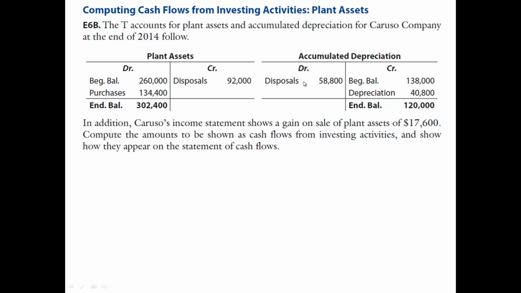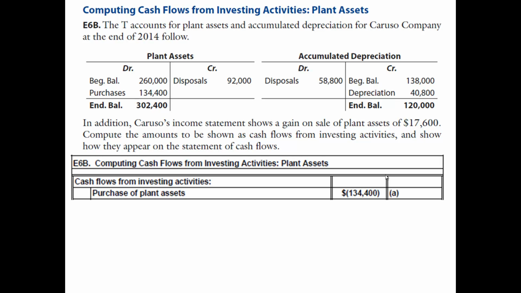And this disposal of accumulated depreciation is when we dispose of a plant asset. Not only do we have to eliminate the plant asset account, but we also have to eliminate its accompanying accumulated depreciation. So let's take a look at how we can compute the statement of cash flows for the investing activities section.